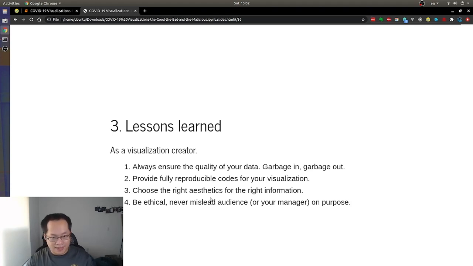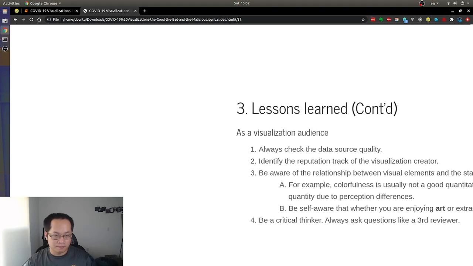You should choose the right aesthetics for the right information. For example, when you choose color, or colorfulness, or size, you should make sure you are choosing the right visual elements for the right information. It should be ethical. You should never mislead your audience or your manager on purpose. If you find you somehow misled people, make notes. You don't do it next time.